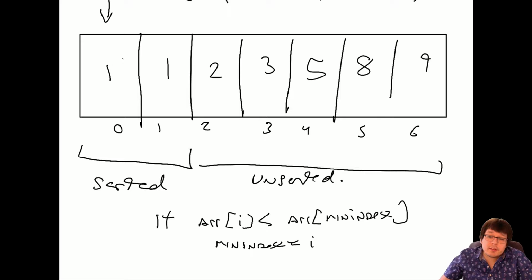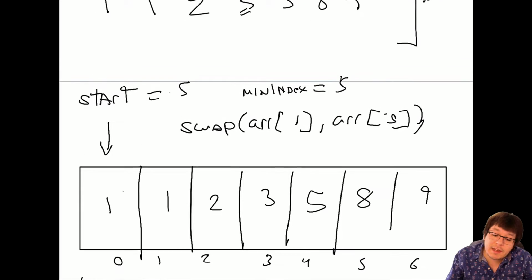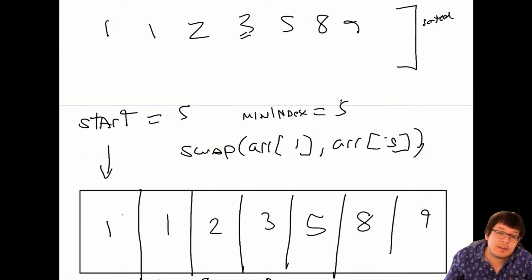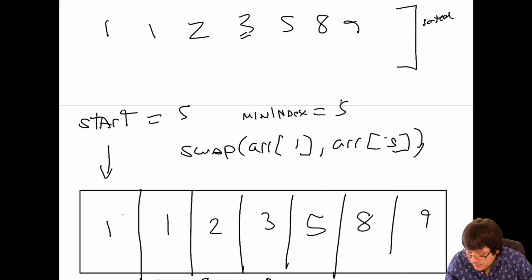The auxiliary space, so the extra space that this needs to run, is just O of 1 though, because you just need that swap variable. Although I guess technically you need an index for the start and the min, but whatever, it's just constant. So that's one good thing about that.